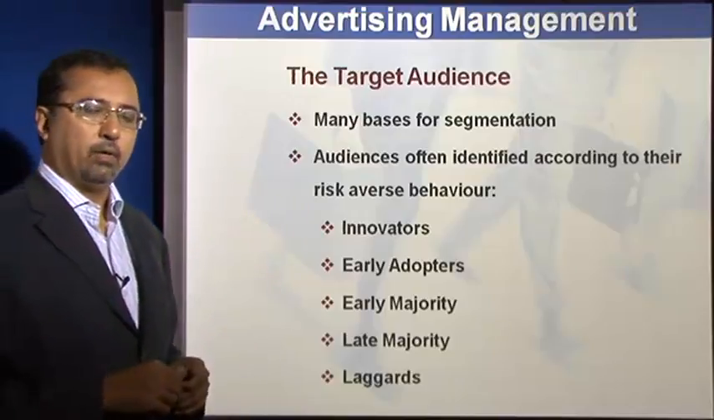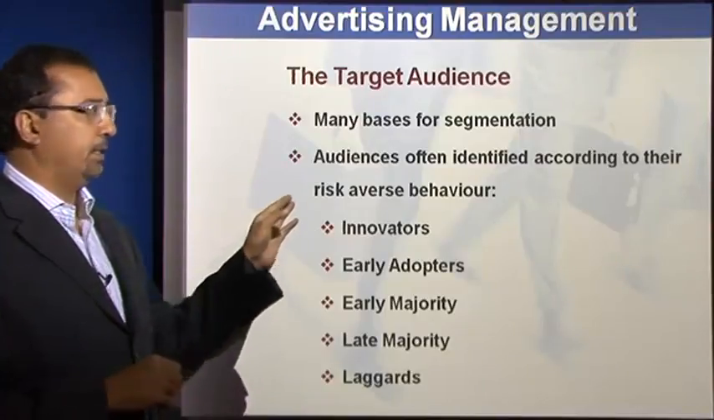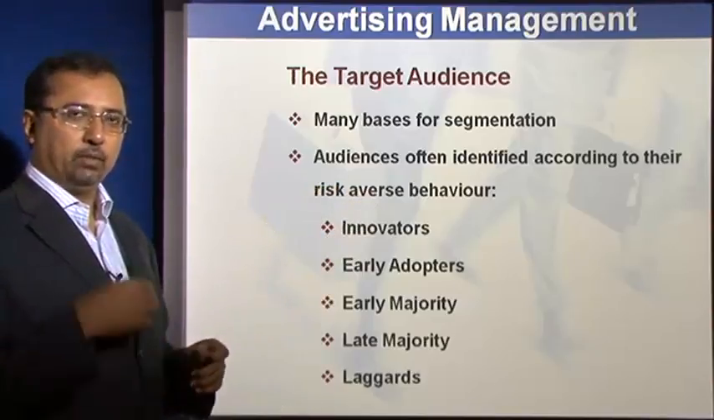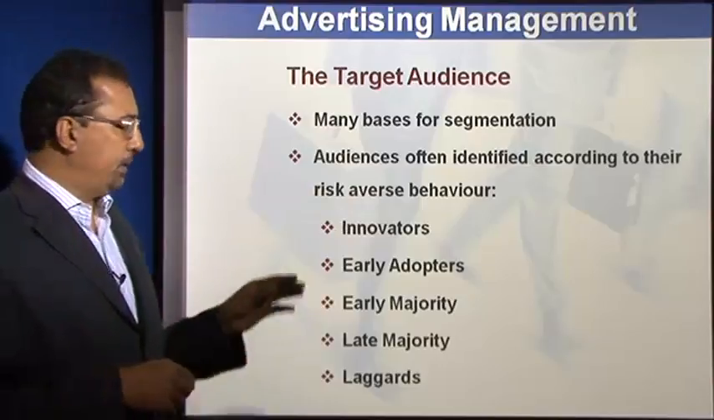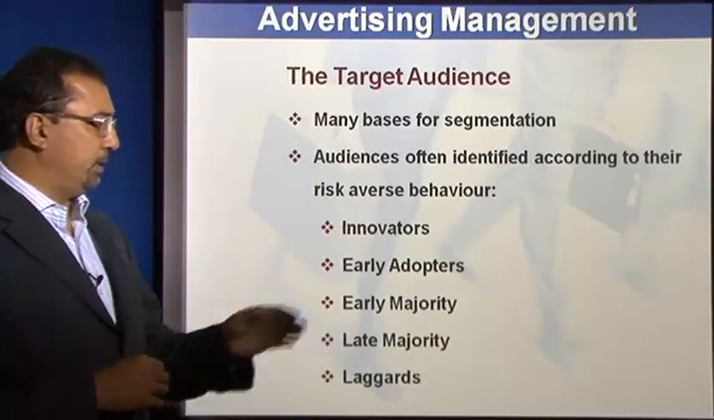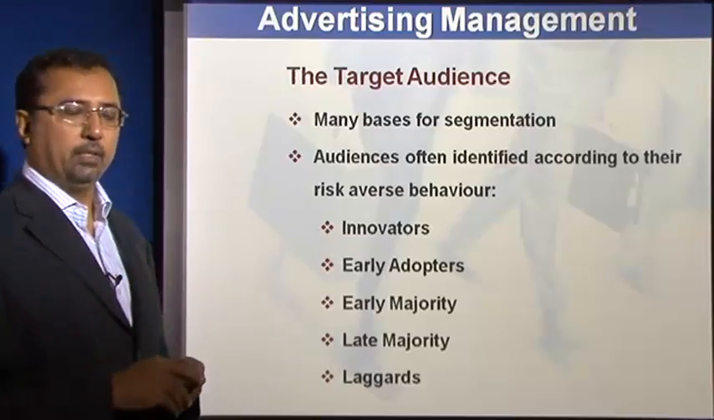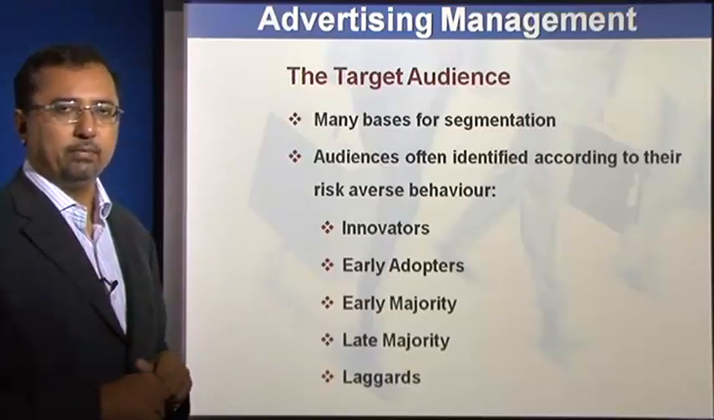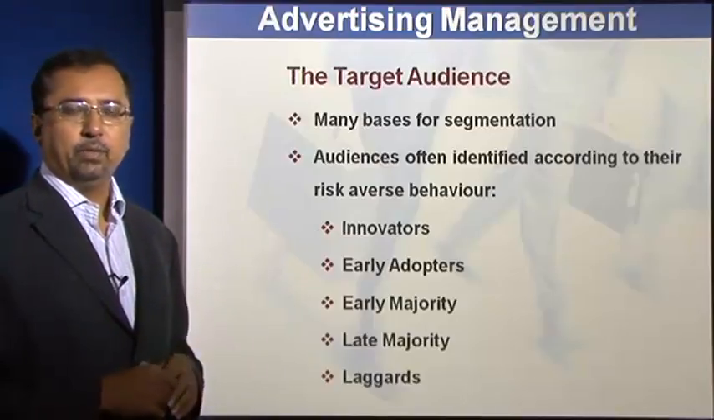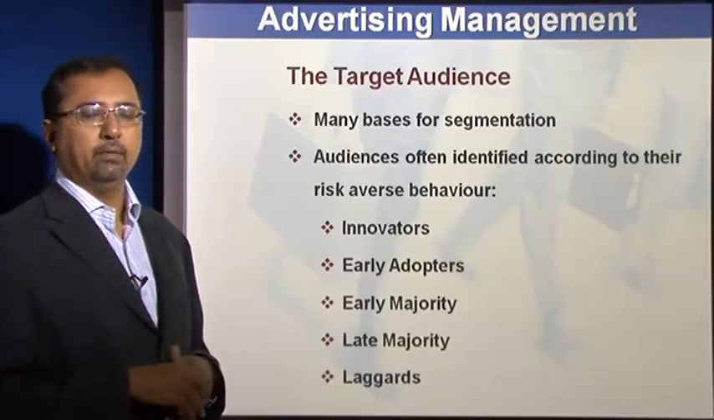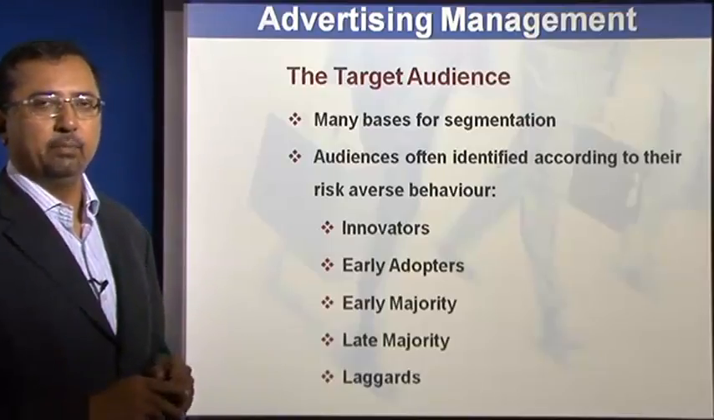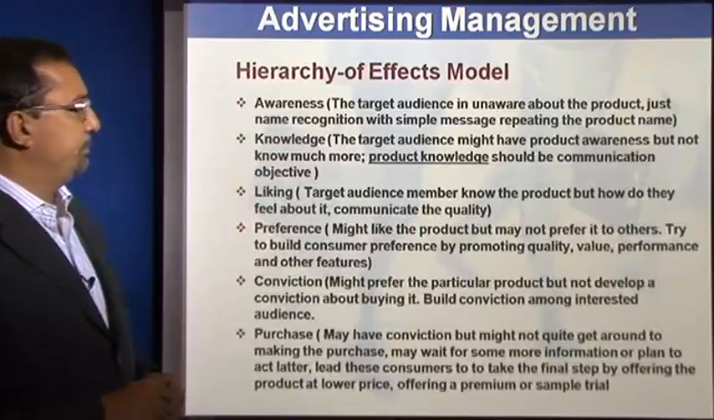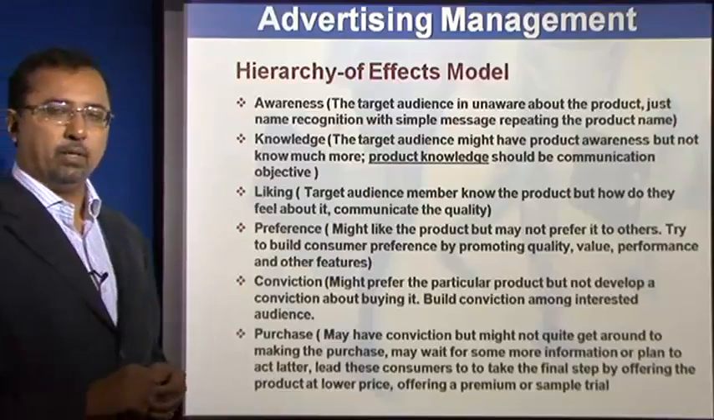Many times we know that audiences are identified by their behavior with respect to risk. There are people who are innovators, who are the first off to try a new thing. There are people who are early adopters, the early majority, the late majority, and there are people who are laggards. Now, depending on this and also things like the product life cycle, you might want to tailor your message, decide on what you want to achieve as a response, and figure out which medium is best suited to reach this target audience.